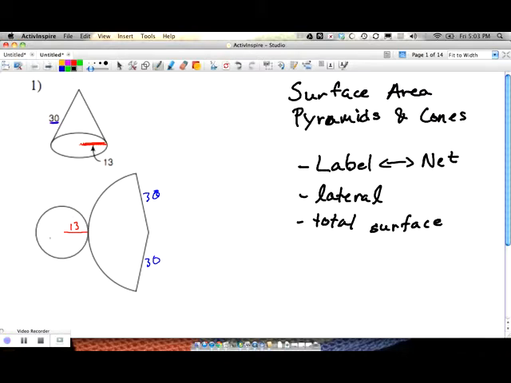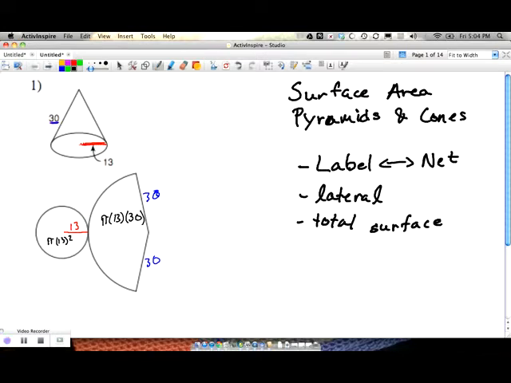And if I wanted to find the areas of each one, well, the area of the circle is just going to be pi times 13 squared, pi r squared. And the area of this other piece has to do with a sector, but it's really just pi times the radius, which is 13, times this portion of the circumference, which happens to be 30. Oh, I'm not even thinking correctly here, but it's just pi times 13 times 30. It's that easy. Super easy.